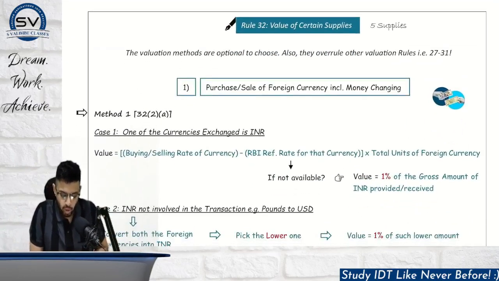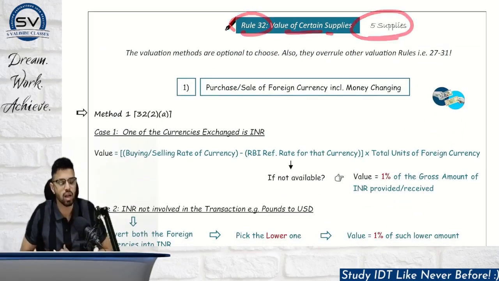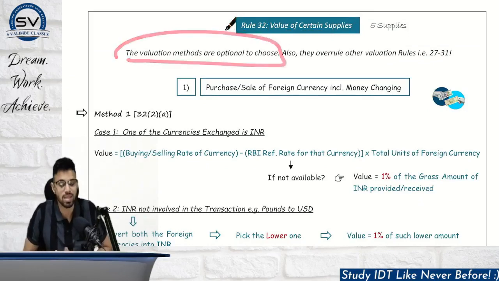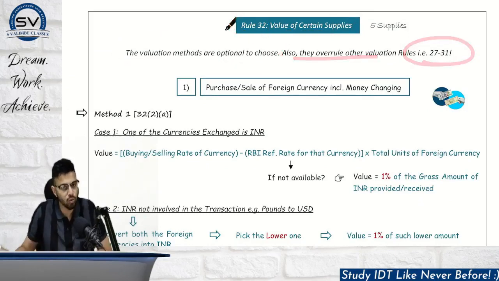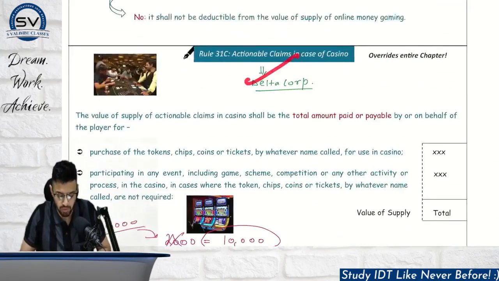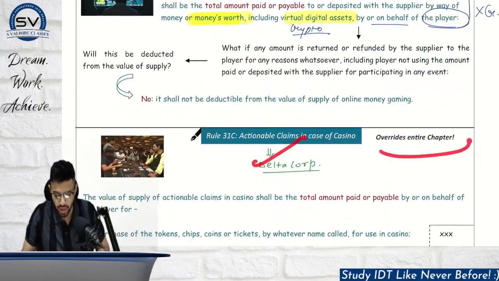Okay. Now coming to rule number 32, value of certain supplies. Here we are covering 5 specific supplies. Let's start rule number 32. These are various optional methods given. Supplier may say that I don't want this, I want to go for rule 27 to 31. But here it is not possible. Rule 31B, rule 31C, they override the entire chapter.